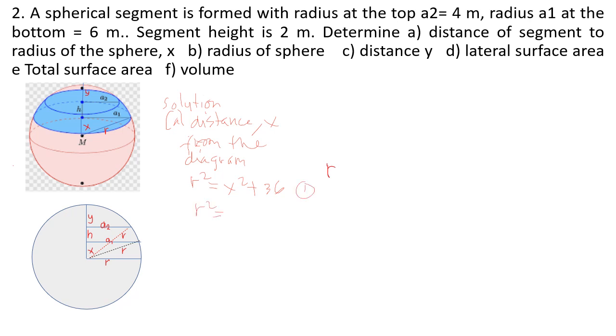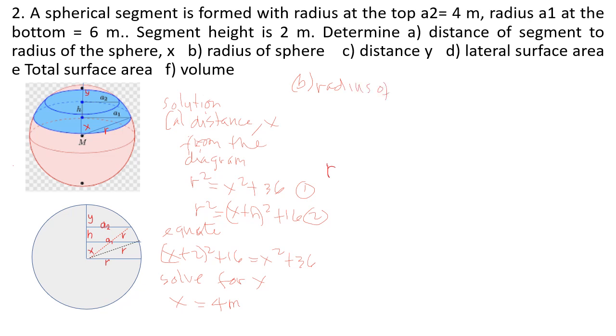Also, r squared equals (x plus h) squared plus 16. Equation 2. So equate: (x plus 2) squared plus 16 equals x squared plus 36. Solving for x, x equals 4 meters. So you are going to solve. Then letter B, the radius of the sphere R.